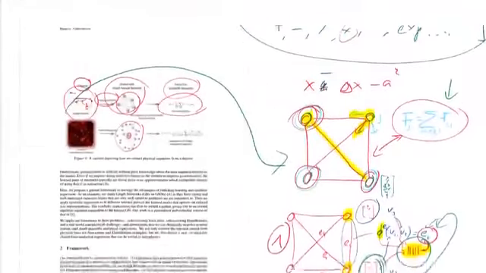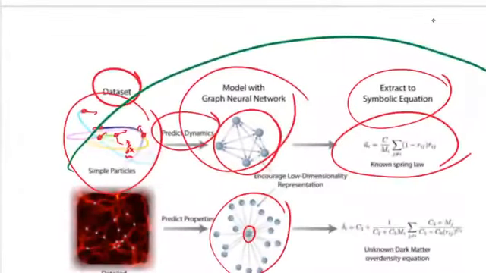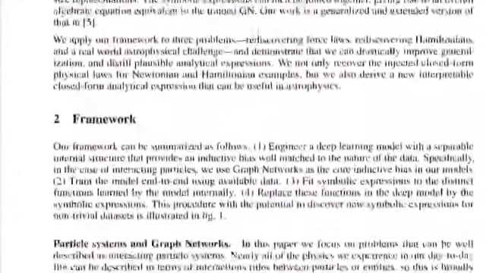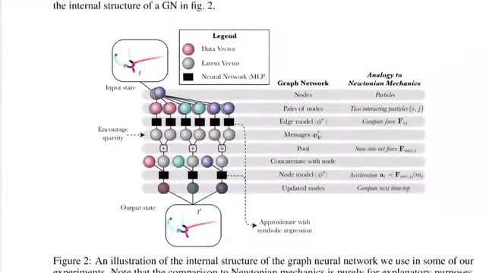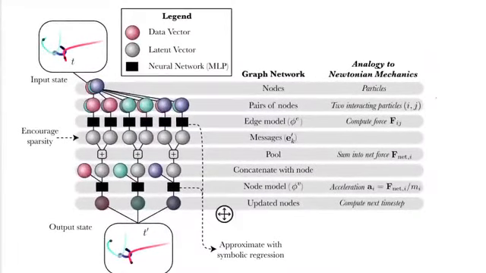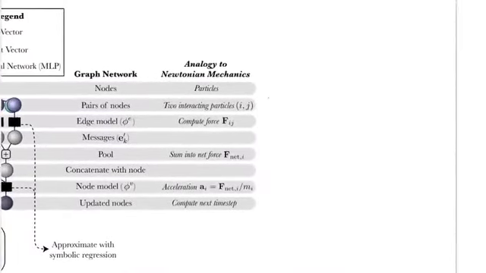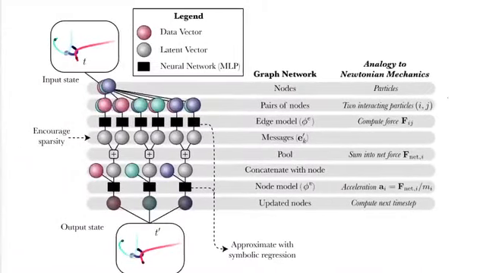Okay, so we have a system that can describe this data set of physical observations really well. It's this graph neural network. Right, so we train this end to end. And here is a little bit of an analogy where they say this is how you can analogize the neural network with a physical system. So what are the analogies here? The nodes in the graph network correspond to the particles in Newtonian mechanics. Pairs of nodes correspond to two interacting particles. The edge model is the force between two particles.